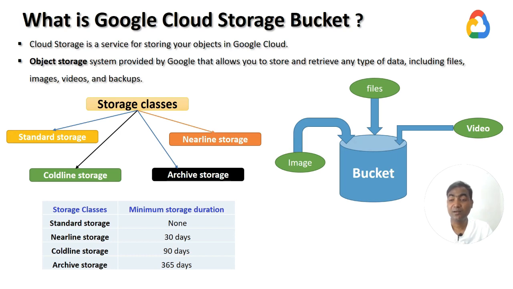You can control access to your bucket and its contents through IAM policies. You can also set fine-grained access control for individual objects. As you can see here, the types of storage classes are standard storage, nearline storage, coldline storage, and archive storage. I'll give you some overview of the storage classes and we'll discuss more details in an upcoming cloud storage session.